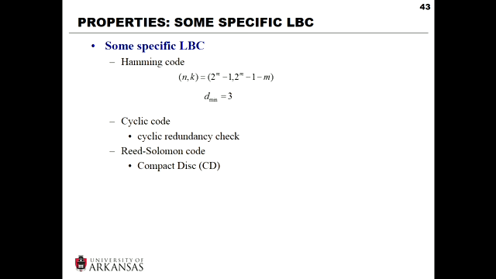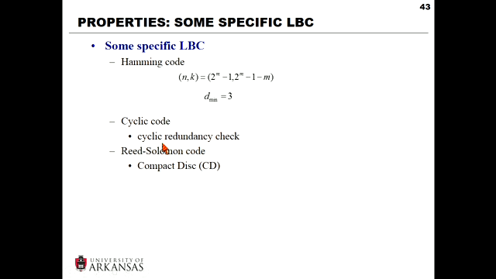For Hamming code, it has been proved that the minimum Hamming distance is 3, which means it can detect 2 bits of error and correct 1 bit of error. As a simple example, if we put m equals 3 here, n is going to be 7, and k is going to be 7 minus 3, which is 4. That's a (7,4) code, and you can easily find this (7,4) Hamming code in your textbook.